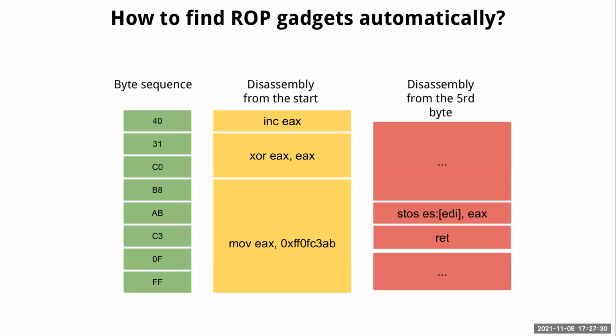Basically, we already discussed what linear disassembly is. Most of the tools we use, like objdump, do linear disassembly, in which the tool will decode all the bytes consecutively and parse them into a list of instructions. For example, on the left hand side, we have the byte sequence 40, 31, 30, whatever. If we do a linear disassembly starting from the beginning, this piece of binary will be interpreted as inc EAX, that is one byte, one instruction, then XOR EAX, two bytes, one instruction, then the last five bytes will be interpreted as move this number into EAX.